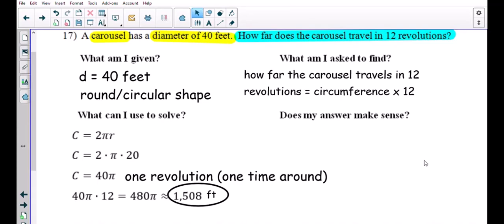At the end, I always like to think, you don't have to write anything out, but does my answer make sense? If you get something that's absurdly high, like 20,000 feet, you might say, okay, that seems way too high. That's like 4 miles or something. If you get something really low, like 10 feet, hopefully you realize 12 times around a carousel is going to be more than 10 or 12 feet. You can't always answer that question and know for sure your answer is correct, but you at least have a decent idea of whether or not your answer makes sense, and you should always think about that.